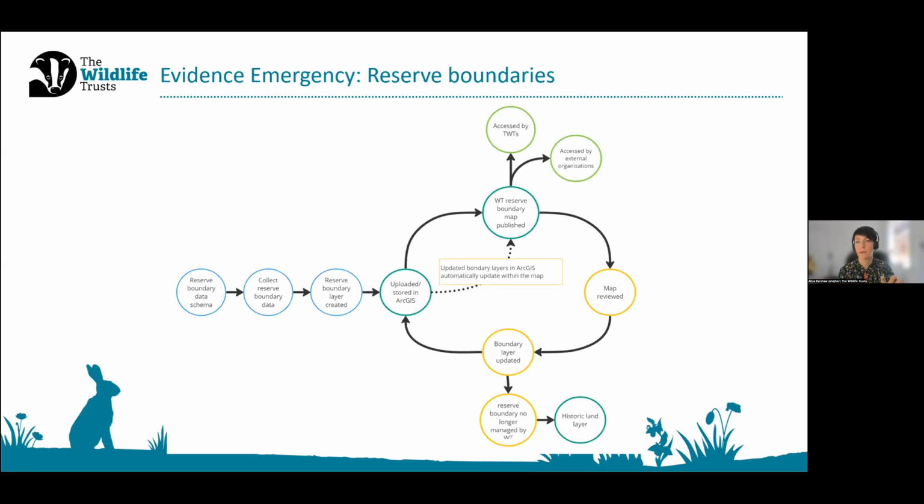So I'm just showing an example here because it ties to the one I showed before of infrastructure, which is picking something else that's critical. So similarly, our reserve boundaries. We need to make sure that our reserve boundary information is consistent across our Wildlife Trust. We might want to share it with partners. We might want to share it with each other. We might want to use it for inferring other data, such as what's the carbon footprint of it?